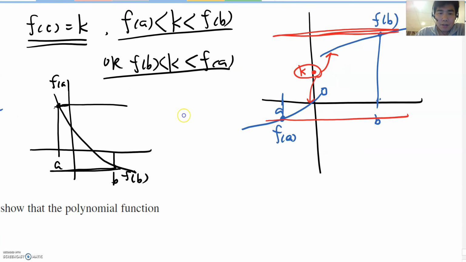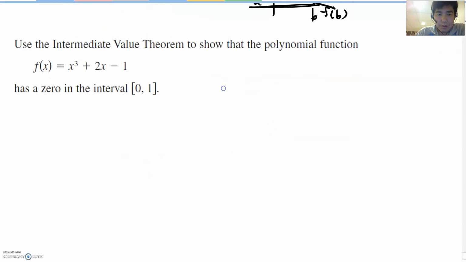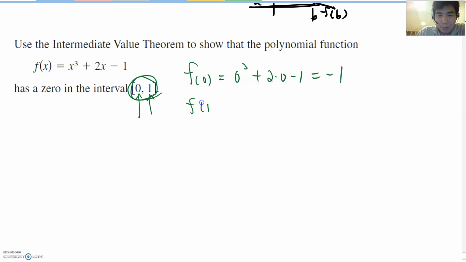Okay, then let's look at one example. Use the intermediate value theorem to show that the polynomial function f(x) equal to x cubed plus 2x minus 1 has a 0 in the interval [0, 1]. So this means we need to find the output of these two input values. I'm going to find f(0), which is 0 cubed plus 2 times 0 minus 1, which is negative 1. f(1) equal to 1 cubed plus 2 times 1 minus 1 becomes 2.